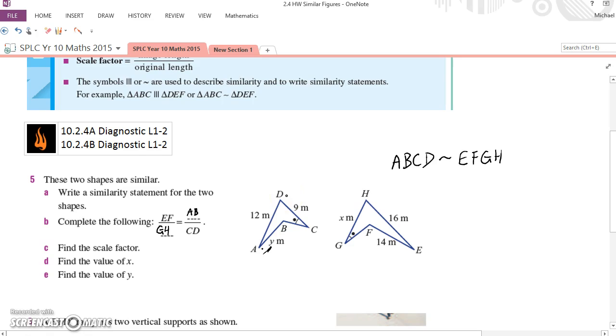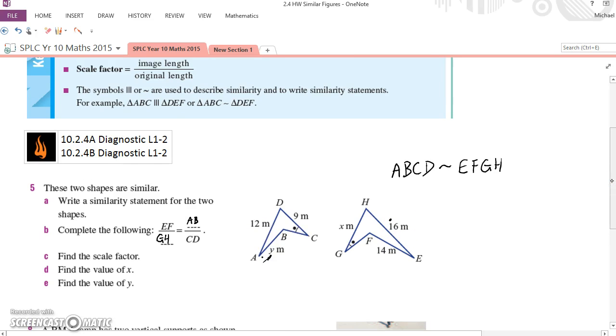Find the scale factor. Well, we've got 2 corresponding sides that we know. We know the 12 and the 16 correspond. Now the original length I'm going to call ABCD and the other one 12. So for the scale factor, the other one, the 16 will be the image length. So 16 divided by 12. So I get a scale factor of 4 over 3.